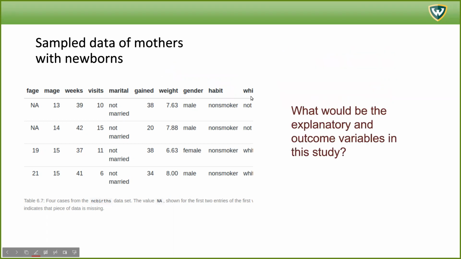So in this case, let me ask you a question. What would be the explanatory and outcome variables in this study? Pause the video now and think a little bit.